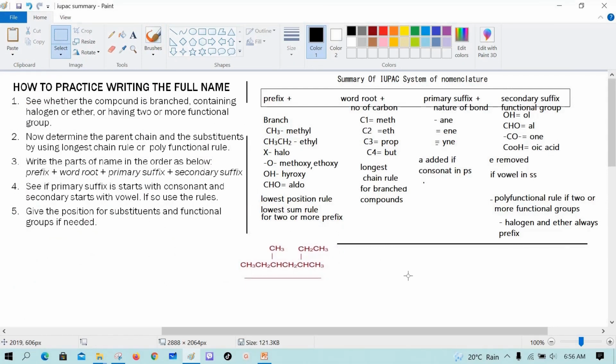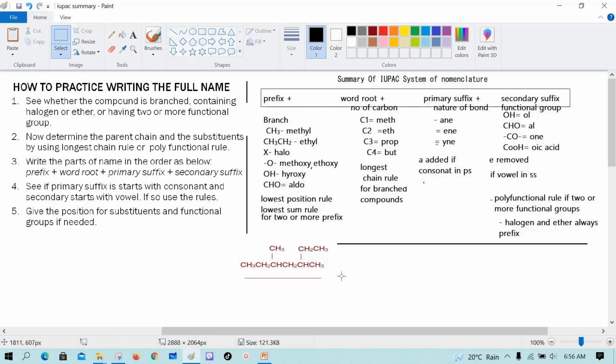So first of all, we have to determine whether the compound has a branch, functional group, halogen, or ether. This compound has a branch because this carbon here is connected with at least 3 other carbons, and similarly another carbon is also connected with 3 other carbons. That means this compound contains a branch. Once we determine whether the compound is branched or not, then we determine the parent chain.